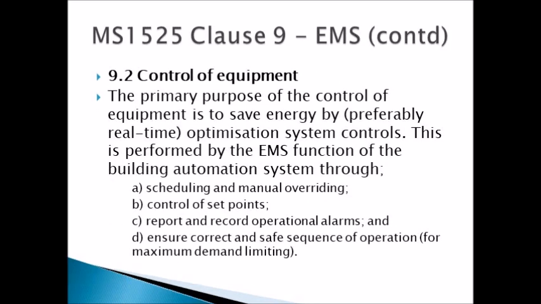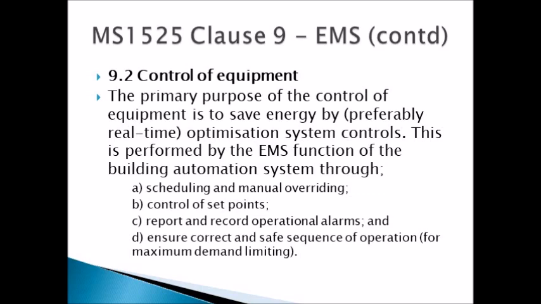Regarding the control of equipment by energy management system, the primary purpose of the control of equipment is to save energy by optimization of system controls. This is performed by the EMS function of the building automation system through scheduling and manual overriding. So you can set time of operation of various building services. For example, you can decide to set the air conditioning of a particular room in your building at certain time of the day and automatically switching it off. And then you can set control of set points.